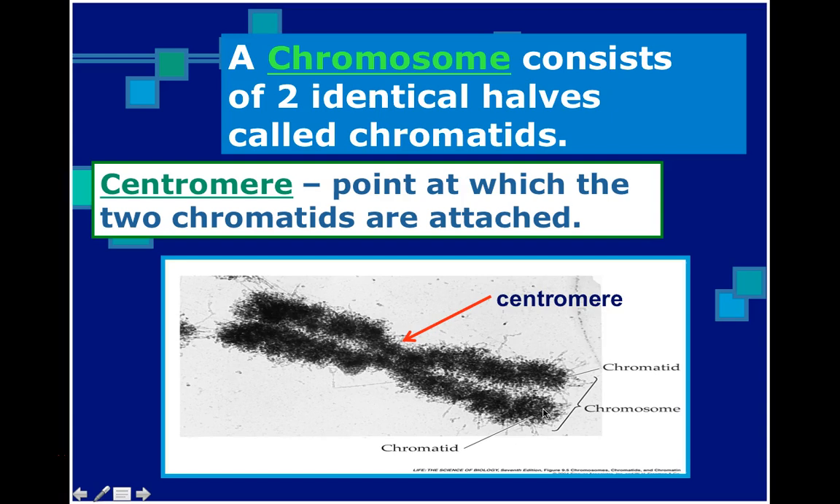Together they are called sister chromatids, and they are attached by this center piece right here in the center that we call a centromere. So that word kind of makes sense, right? We're talking about the point at which two chromatids attach at the center, and that center point is called the centromere.